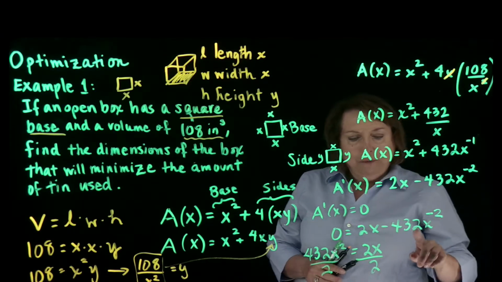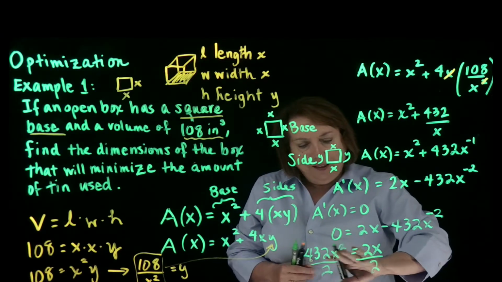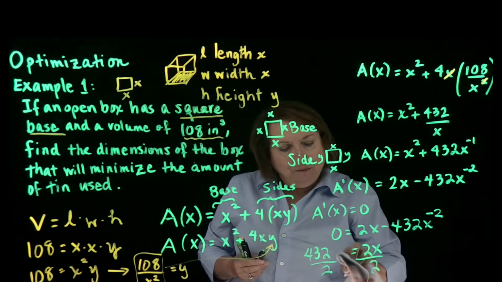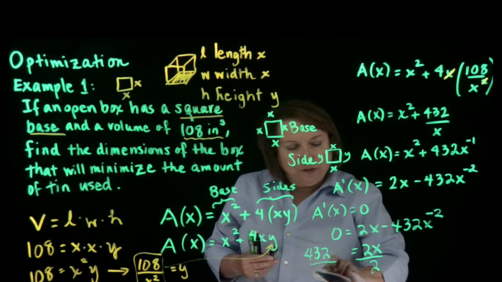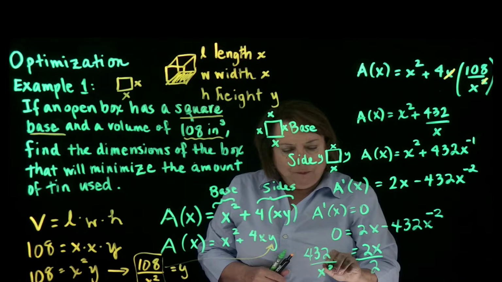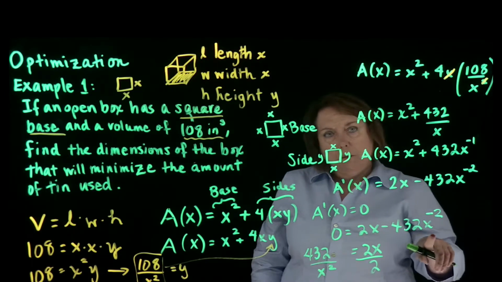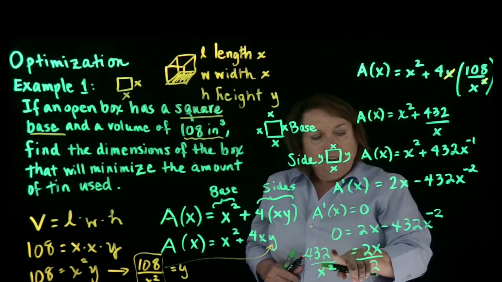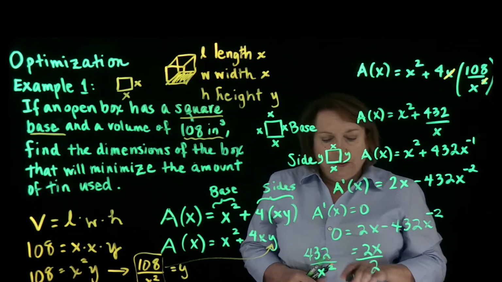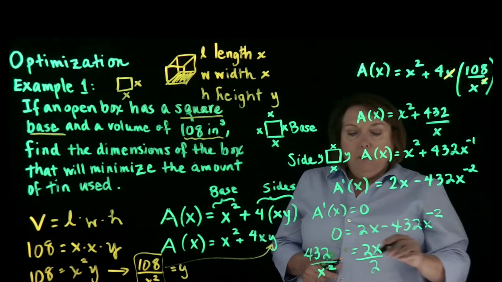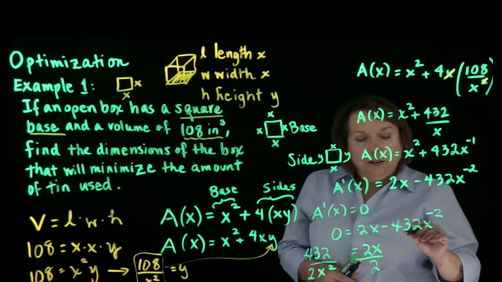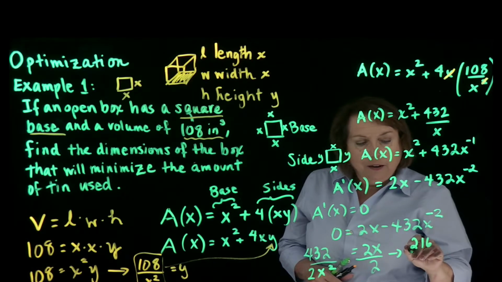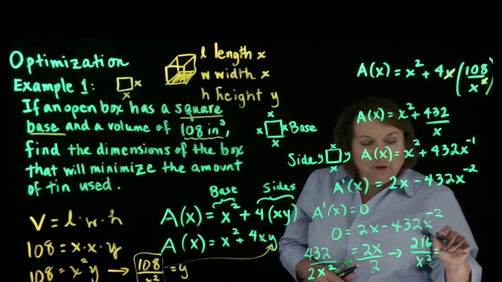I see a problem here. So let's go ahead and rewrite this with my x squared in the denominator, because that's what should be here first. There we go. 432x to the -2. We're adding 432x to the -2 to both sides. That x to the -2 is actually living in the denominator as x squared. We can divide out the 2 from both sides, leaving 216 divided by x squared is equal to x.